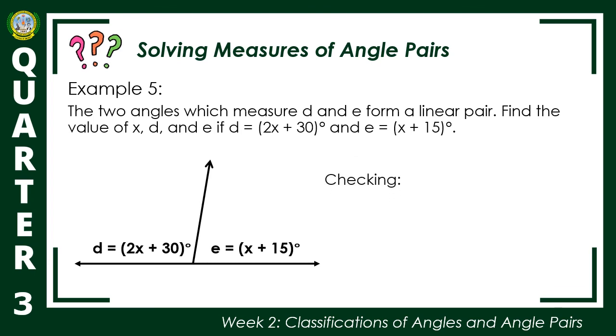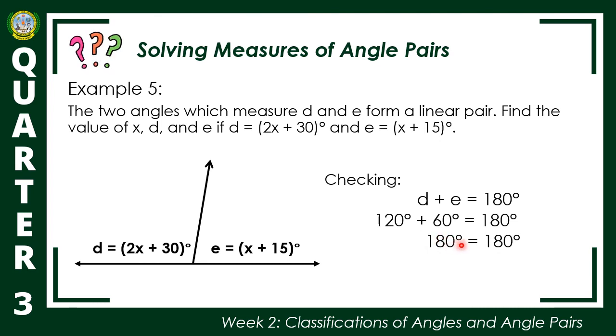Check natin kung tama nga ba yung nakuha nating sagot. So, di ba, yung D at E ay nag-form ng linear pair, which means ang sum nila ay 180. So, i-add natin yung nakuha nating sagot. 120 plus 60 is equal to 180. So, ang sum po ng 120 at ng 60 ay 180 degrees din. Okay? So, nag-equal po siya. That means tama po yung nakuha nating values ng x, D, at E.